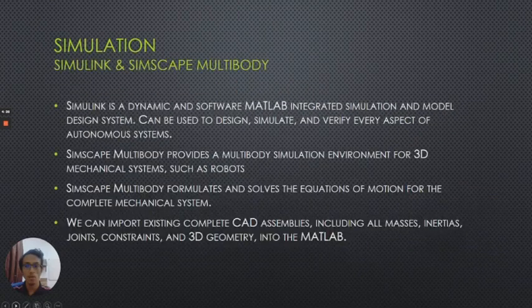Okay, next is Simulink and Simscape Multibody. Simulink is a dynamic, MATLAB-integrated simulation and model design software system. It can be used to design, simulate, and verify every aspect of an autonomous system. It provides a multibody simulation environment for 3D mechanical systems such as robots. Multibody also formulates and solves the equations of motion for the complete mechanical system. By using Multibody, we can import existing complete CAD assemblies, including all the meshes, inertias, joints, constraints, and 3D geometry into MATLAB.